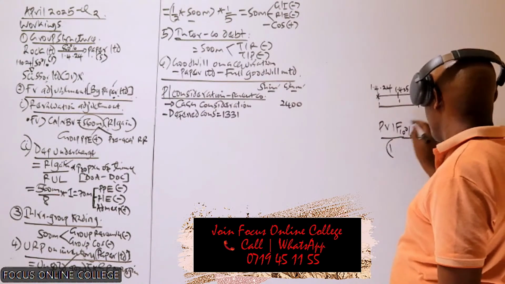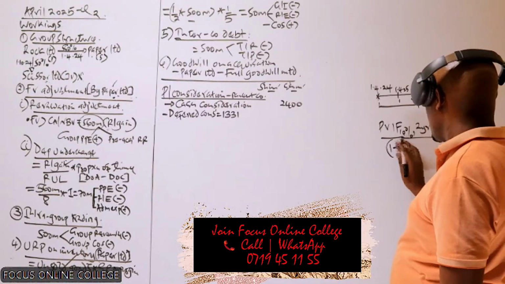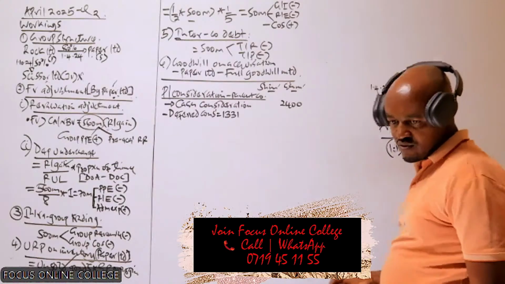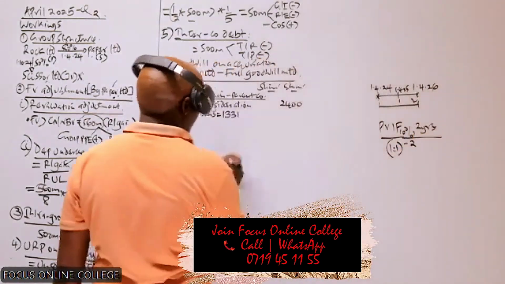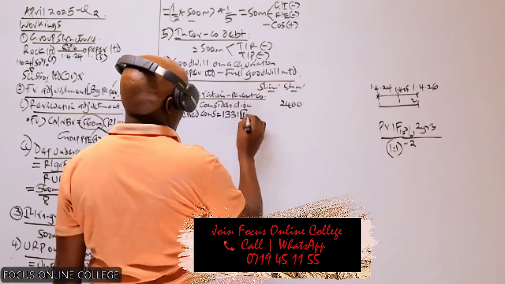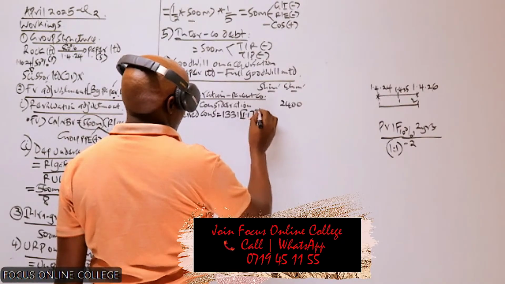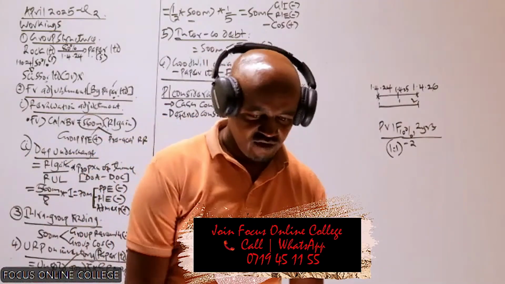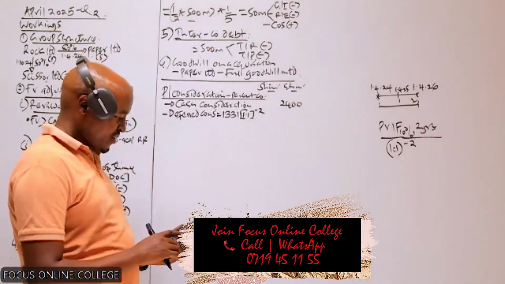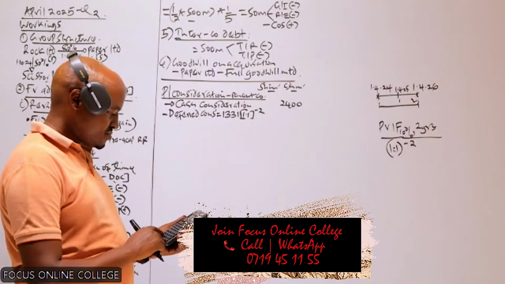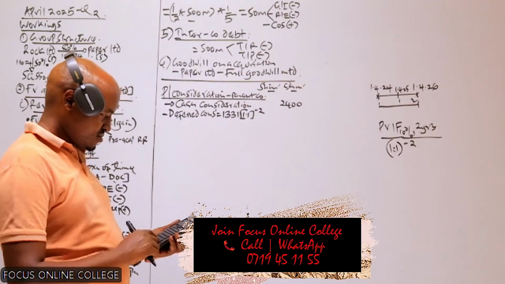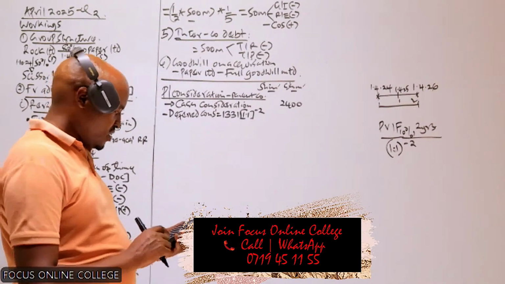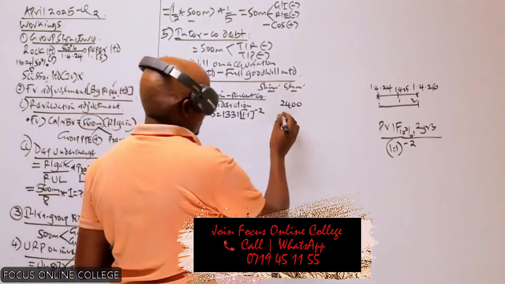This one will be computed like this. Remember the formula here: 1.1 raised to the power negative 2. That's basically how we discount this, times 1,331.